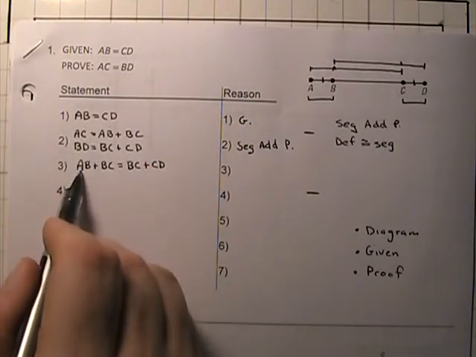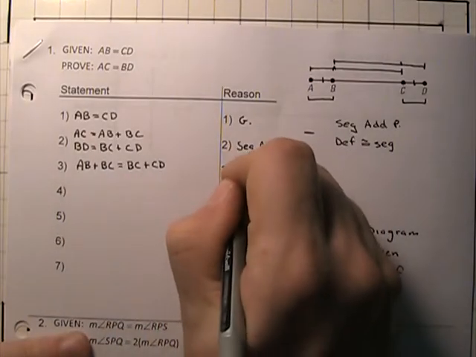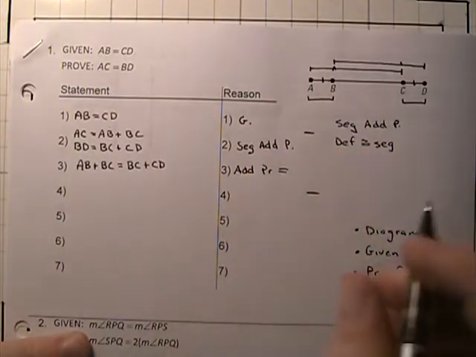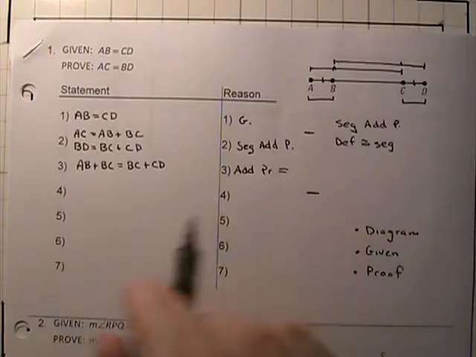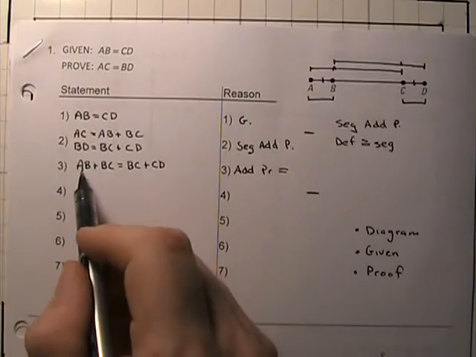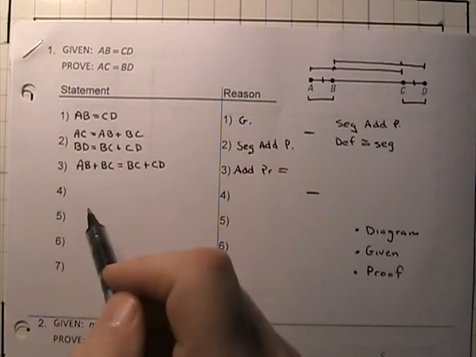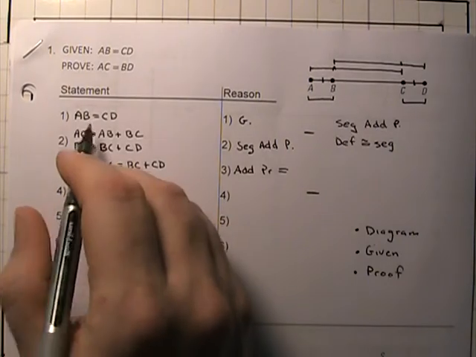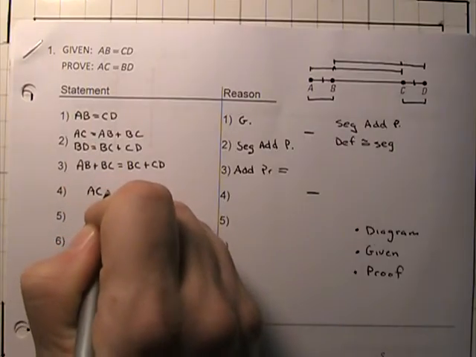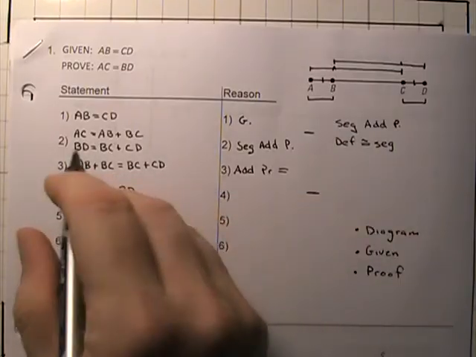So here's AB, here's CD, and I've added the same thing to both sides. That's the addition property of equality. Make sure you put the equal sign there so I know that you know that that's just a property of equality. And now if I look, this AB plus BC shows up right there, and this BC plus CD shows up right there. Okay, so I can go ahead and directly substitute in AB plus BC, I said equals AC, so now I can say that AC equals BD. And that's what I wanted to prove.